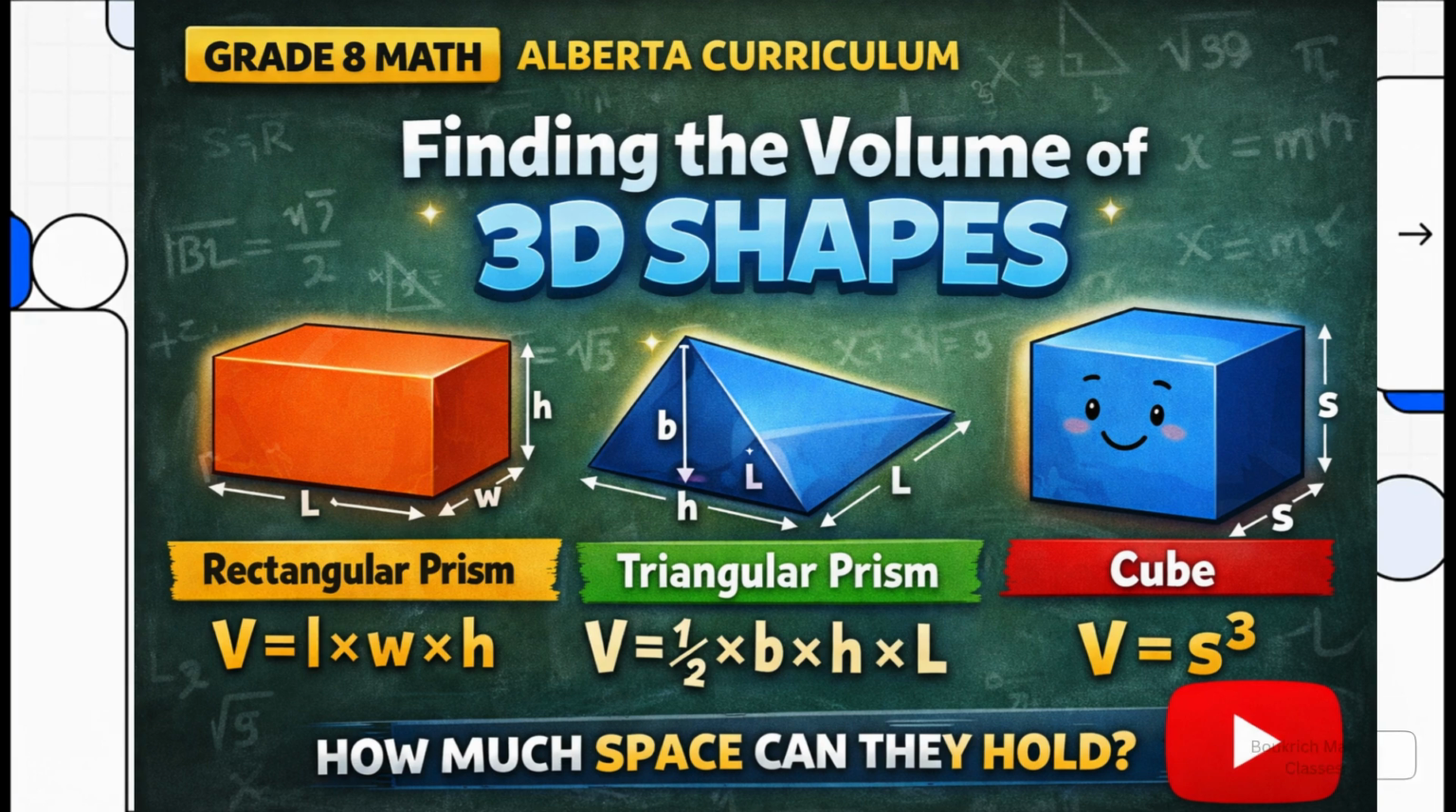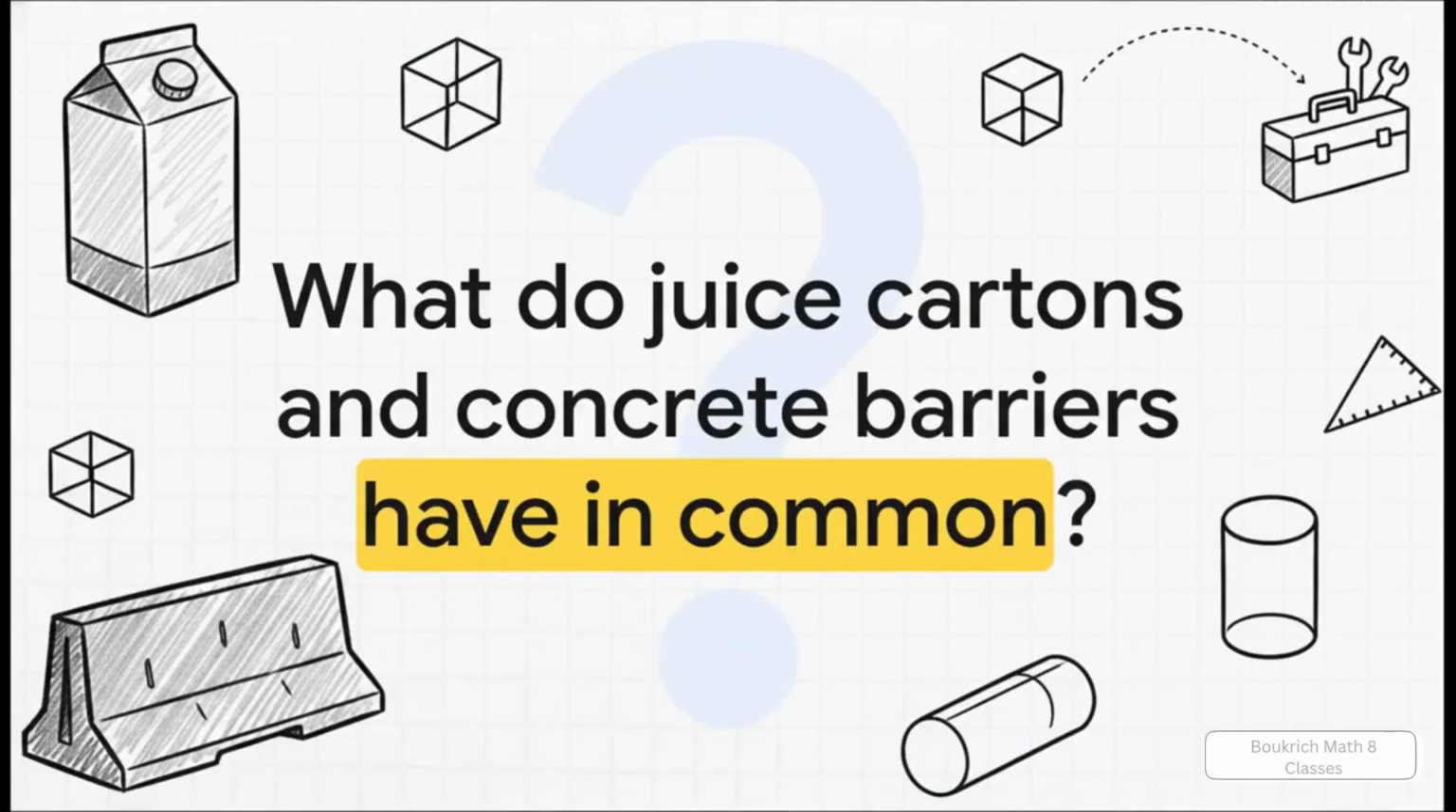Let's start with a little puzzle. So what is it? What could these two things possibly have in common? Well, the answer is volume. See, they're both three-dimensional shapes we call prisms, and understanding their volume is the absolute key to knowing how much stuff they can hold. To do that, you need the right tools. So in this explainer, we're going to build our very own volume toolkit, right from scratch.